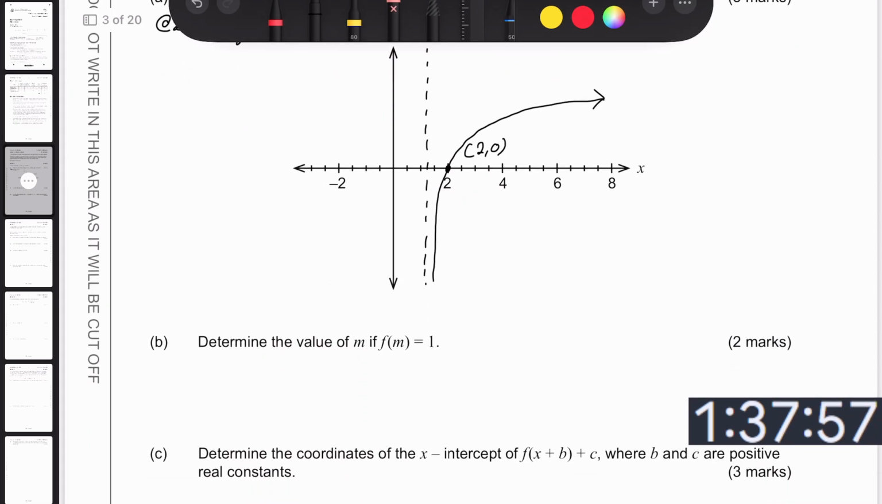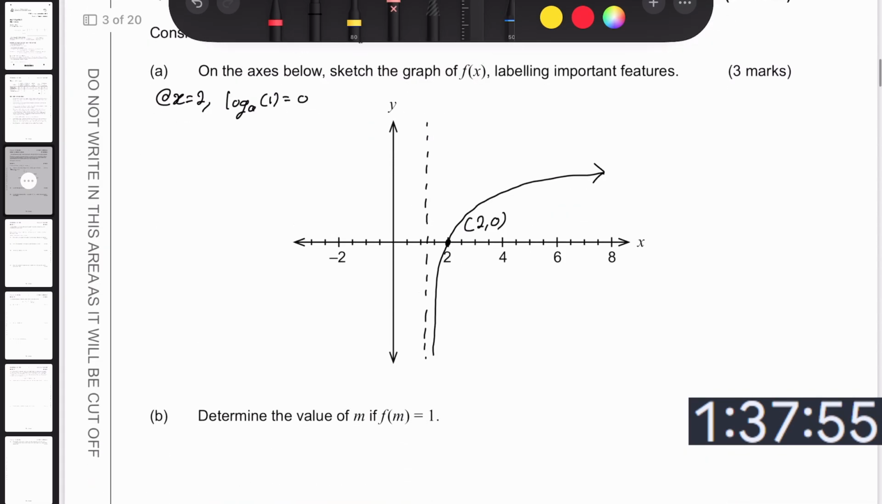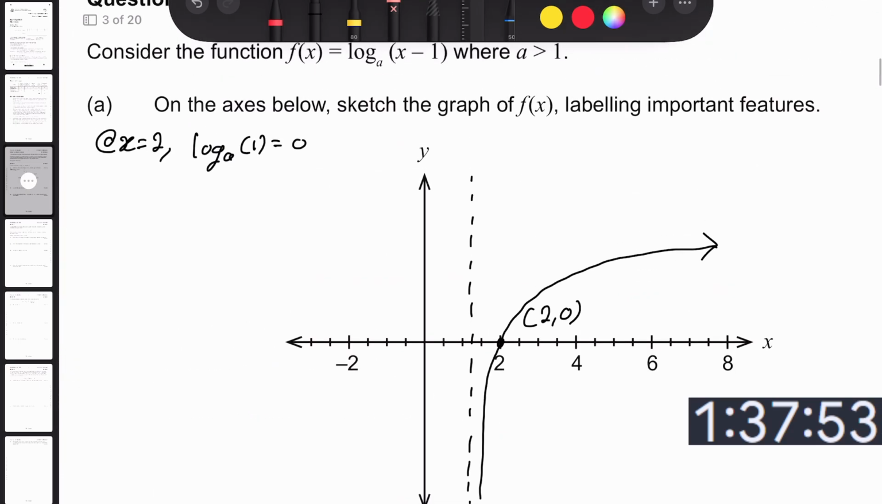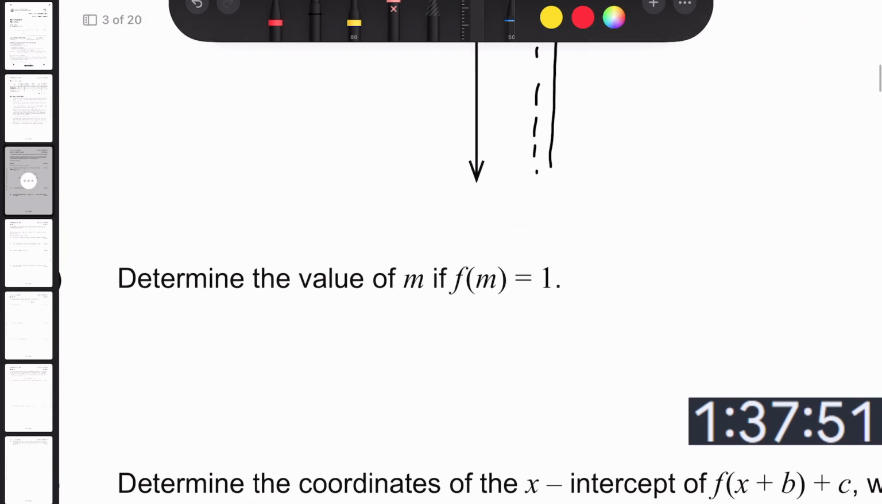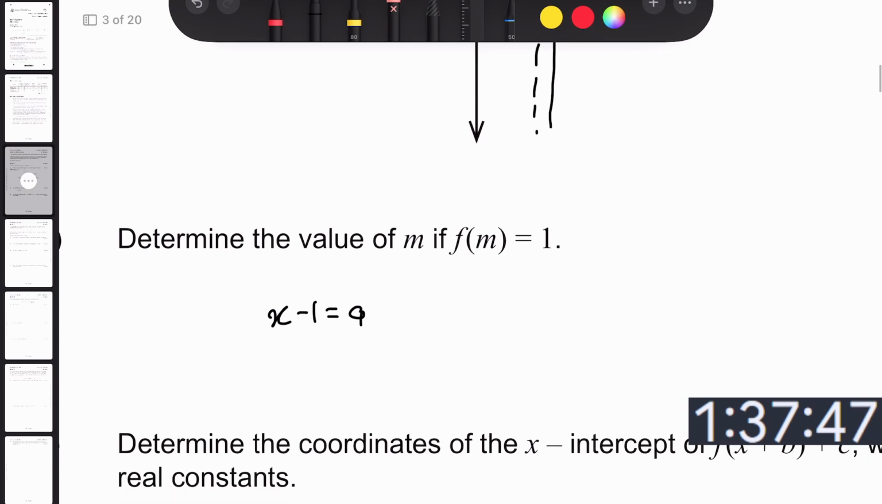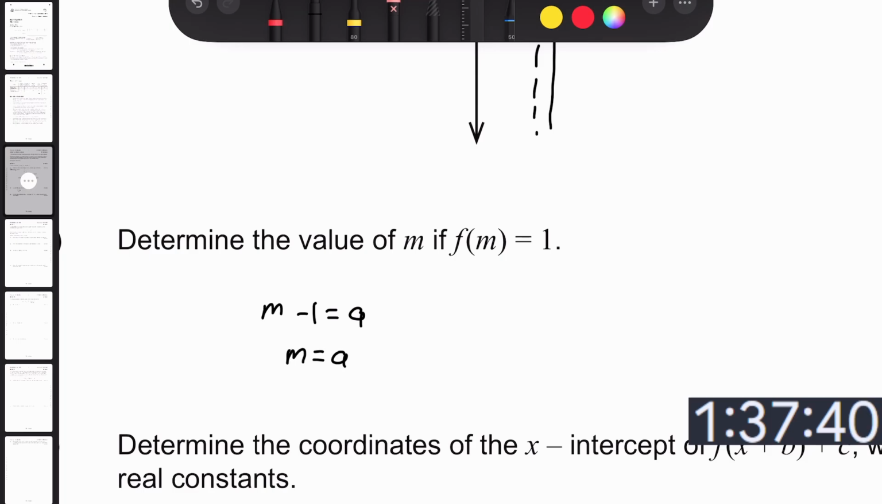Determine the value of m. If f of m is equal to 1, f of m equals 1, then x minus 1 is equal to a. Sorry, m minus 1 is equal to a, m is equal to a plus 1.